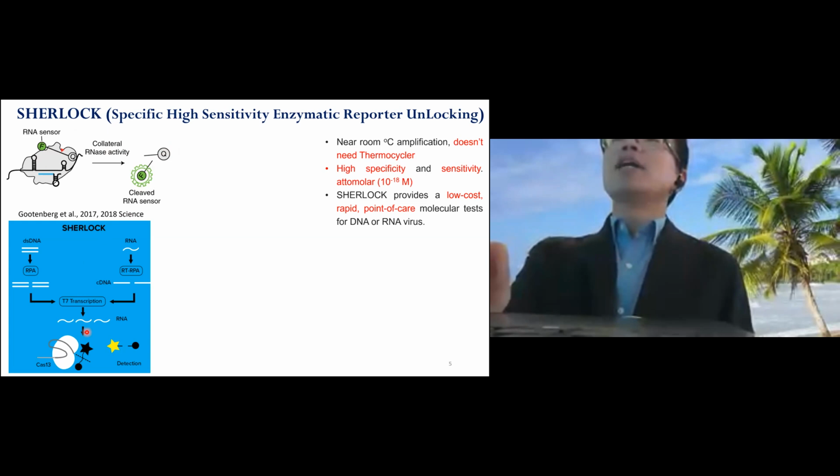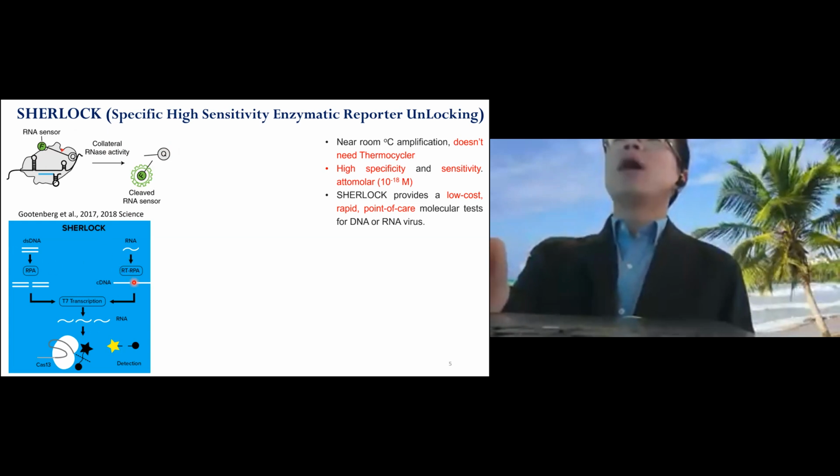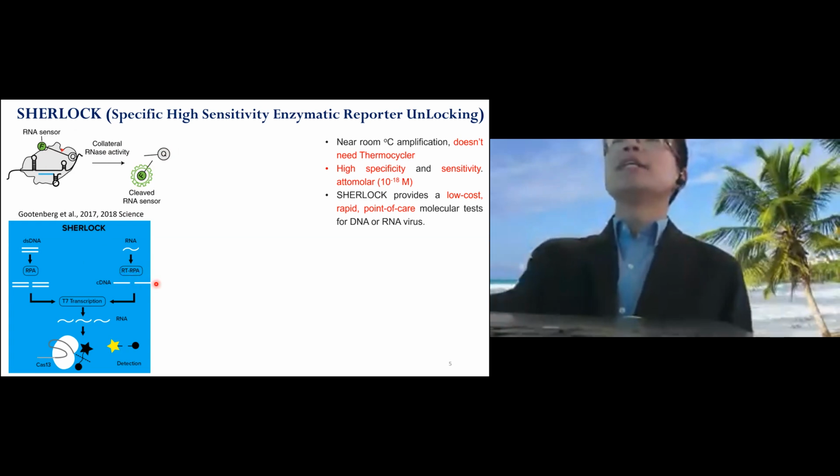This is a flow chart. Basically, you have a double-strand DNA or maybe the RNA virus. You can do a specific amplification process. You can do it at room temperature; you do not need a thermocycler.